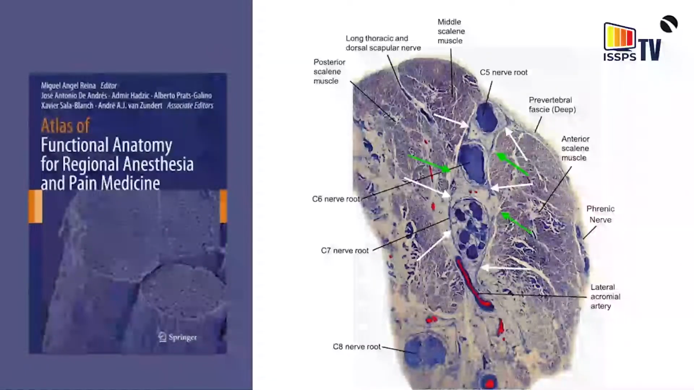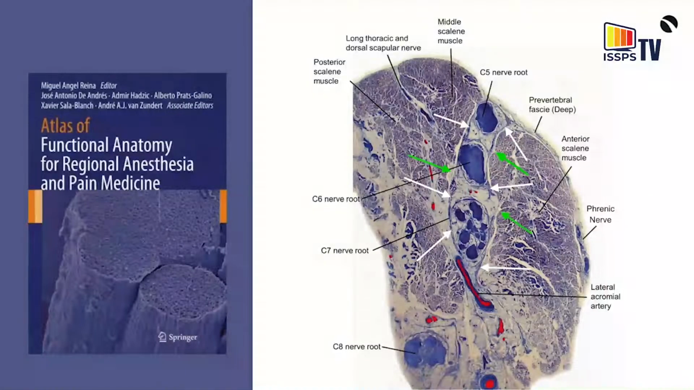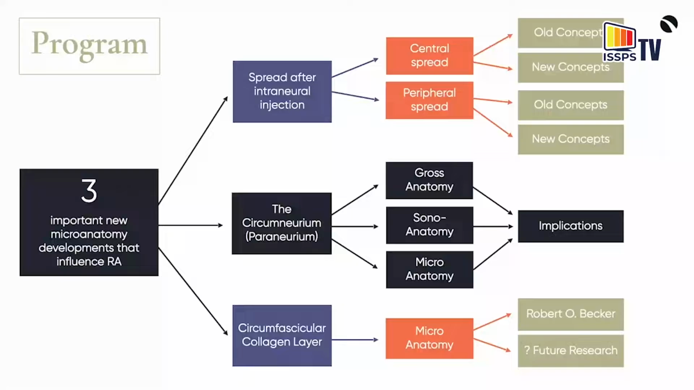This image from the Rhine Atlas shows the white arrows that point to the circumneurium and the green arrows pointing to the epimysium around the muscles. We can easily see how an injection between the circumneurium and the epimysium in the white spaces here has a clear and easy passage or pathway to the phrenic nerve. So what are the clinical implications of this?